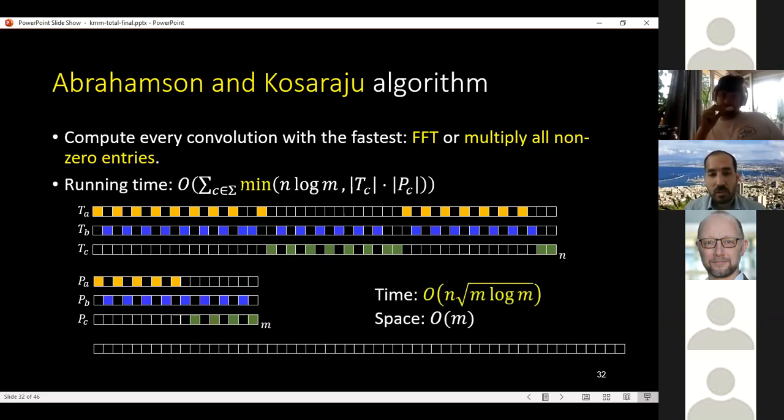Using just this improvement, we can show that this is another way to achieve the result of Abrahamson and Kosaraju that takes, for general alphabet, instead of n times sigma times log m, we achieve n times square root m log m with just analysis of this idea.